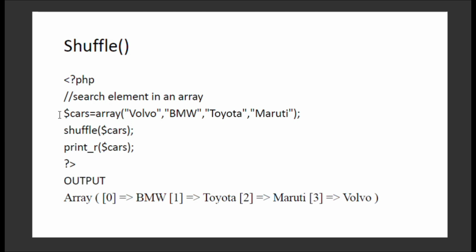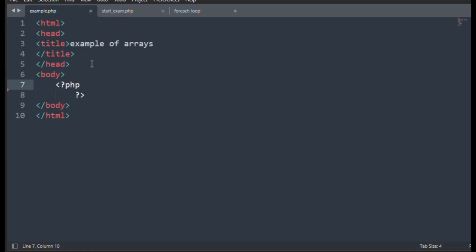Here you can see I have declared one array. In that I have given the elements as Volvo, BMW, Toyota and Maruti, and using shuffle you can see in our output that our original array and our final shuffled array is different. The elements are shuffled and rearranged. Here you can see, we directly execute and see.